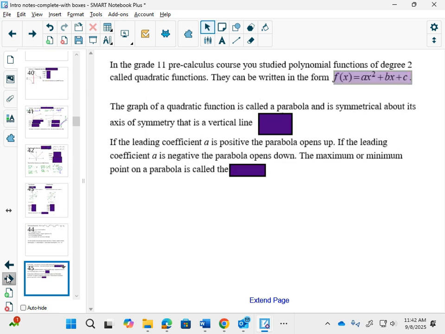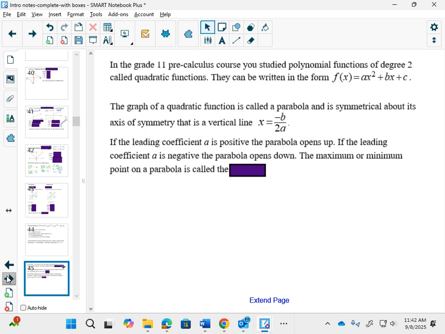Right. Now that's what you did in grade 11. In grade 11 you did parabolas. Okay. This you probably don't remember, but if you took the b value and divided by 2 times the a value and made it negative, that's your axis of symmetry. The negative b over 2a technically is the x-coordinate of your vertex.